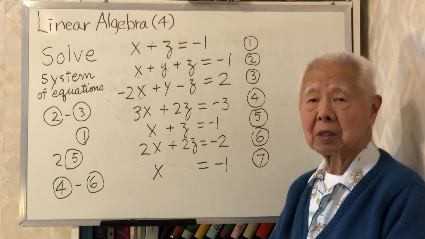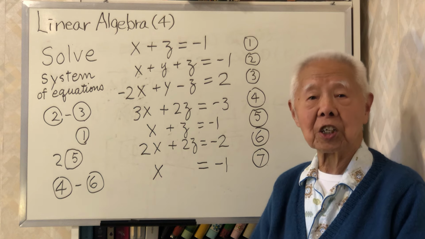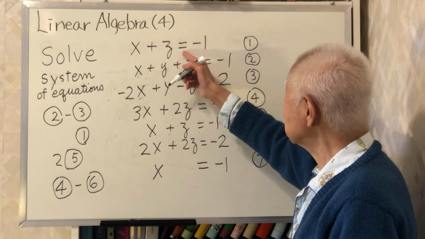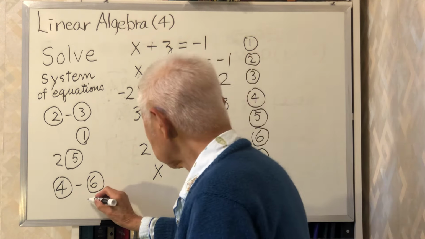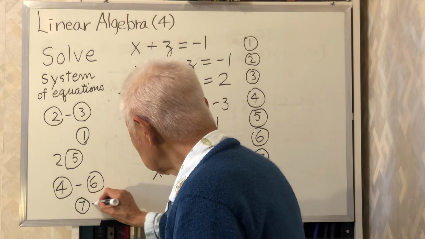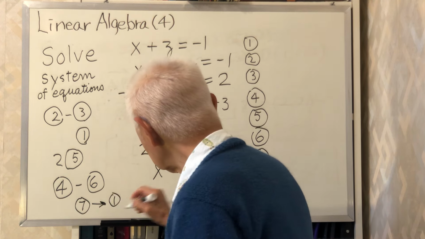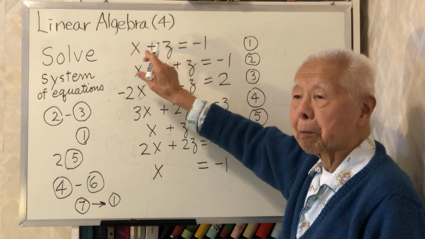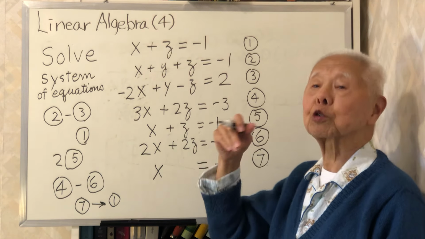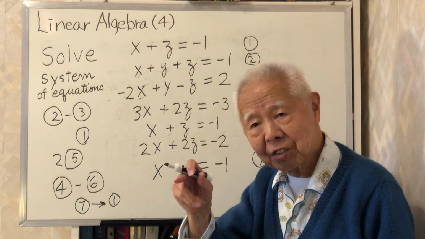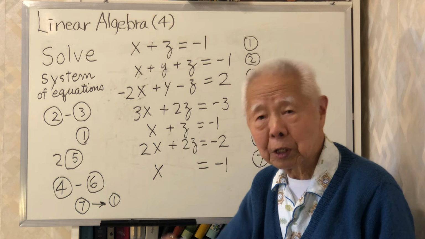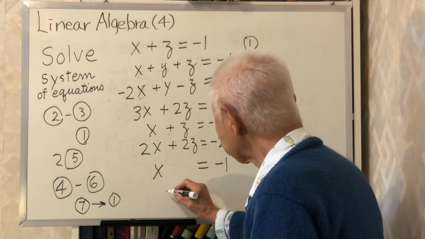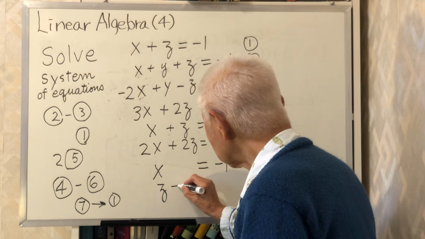Once I have x, I can find the other unknowns. Put x into 1, put 7 into 1. X is negative 1. So negative 1 plus what is equal to negative 1? So negative 1 plus 0 is equal to negative 1. Therefore, z is 0.